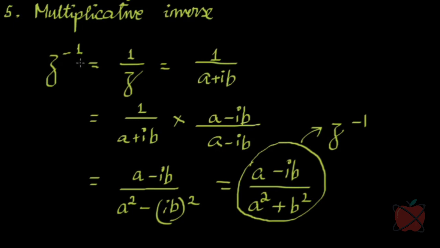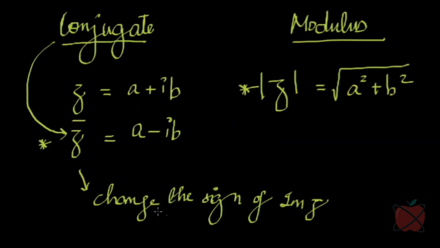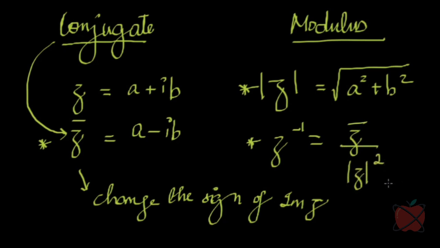Now, if you have a look at your multiplicative inverse, you will notice that the inverse is equal to the conjugate in the numerator and the modulus square in the denominator. You see this? So the inverse can be written as conjugate divided by modulus square. That concludes the theory part of this chapter, and we will begin with problems in the next video.